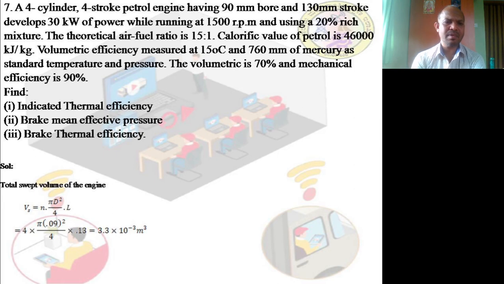I will just use a simple formula in order to find this out. It is a 4-cylinder engine. For one cylinder, the swept volume is pi d square by 4 into L, where d is the engine bore diameter and L is the stroke length. I will convert 90 mm into meters, that is 0.09 meters, and 0.13 meters for the stroke length. I will multiply with n, small n, the number of cylinders, so that it will give you the total swept volume in meter cubes. So substituting, n into pi d square by 4 into L, which is 4 into pi into 0.09 square divided by 4 into 0.13, which gives 3.3 into 10 to the power of minus 3 meter cubes of swept volume.